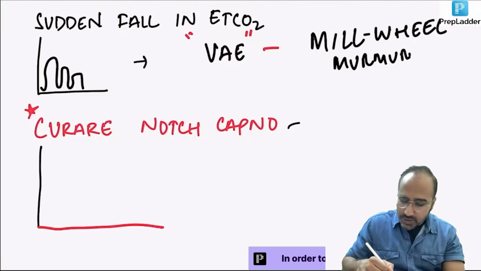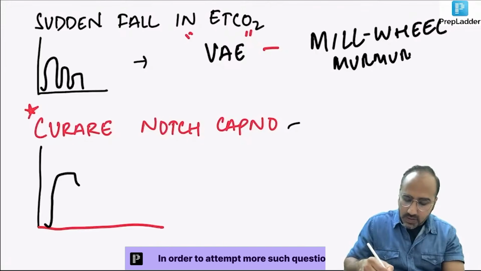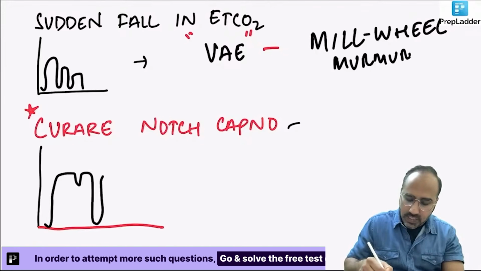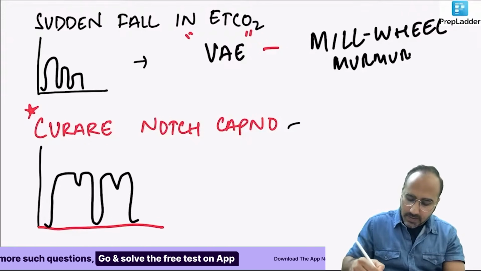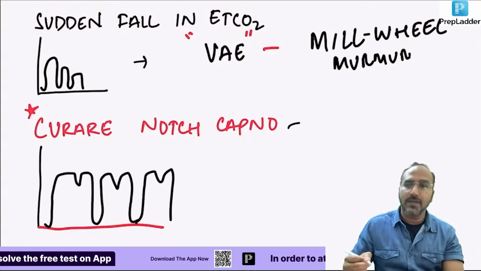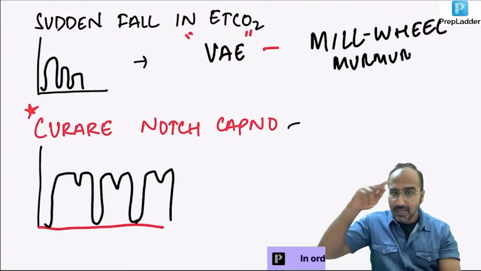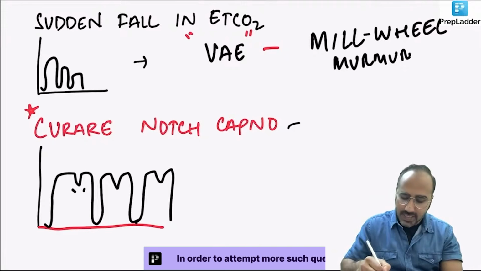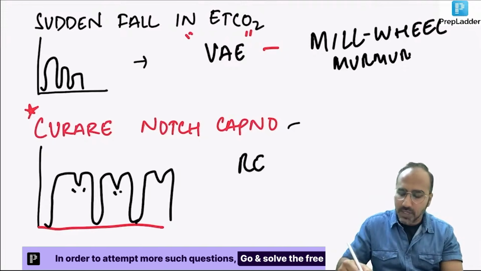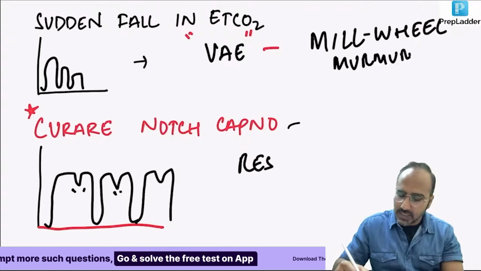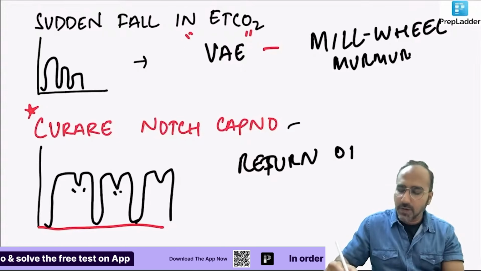Next, Curare notch capnography. When do you see Curare notch capnography, guys? Just look over here. When do you see this notch developing? Normal capnograph should be without notch. When this notch is coming, that indicates there is return of spontaneous ventilation.